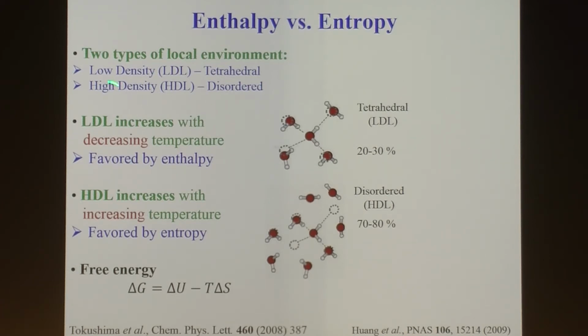So the tetrahedral would correspond to a lower density liquid. So at ambient temperatures, this would mean fluctuations. So local structures either trying to make hydrogen bonds, at ambient temperatures around 20 to 30% of them, or a higher density liquid, which try to close pack as much as possible.